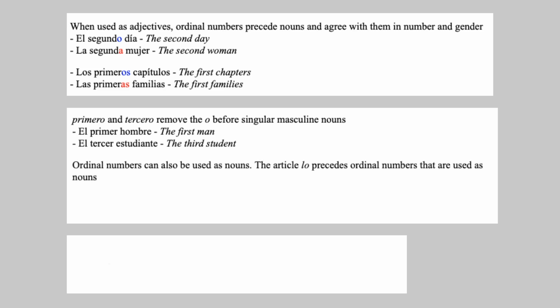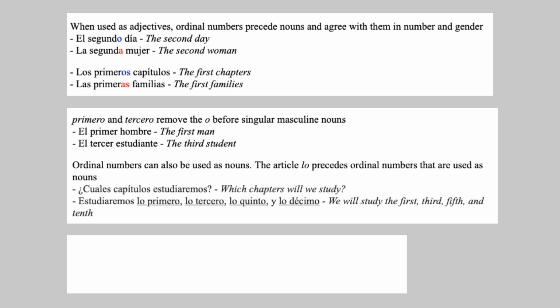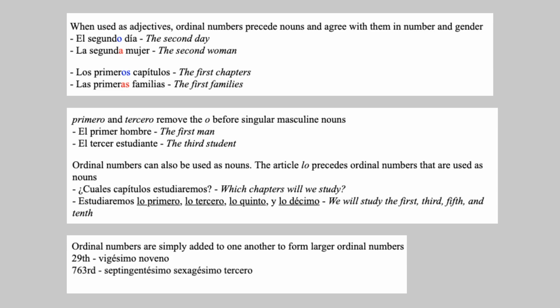When used as nouns, the article lo will precede ordinal numbers. ¿Cuáles capítulos estudiaremos? Estudiaremos lo primero, lo tercero, lo quinto y lo décimo. And we simply add ordinal numbers to one another to form larger ordinal numbers.